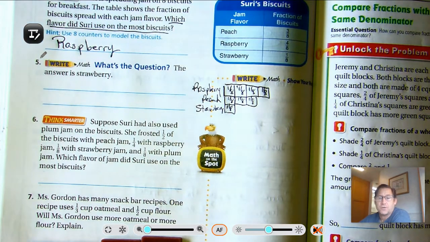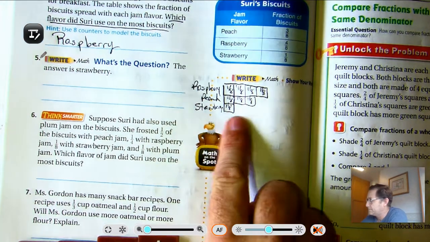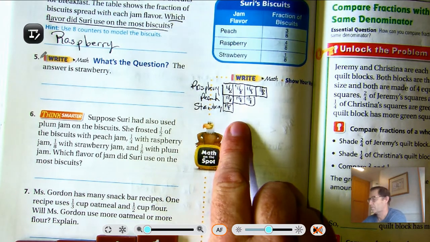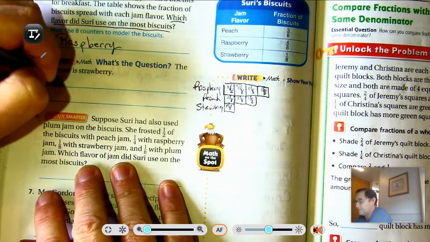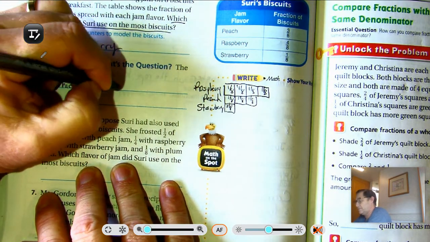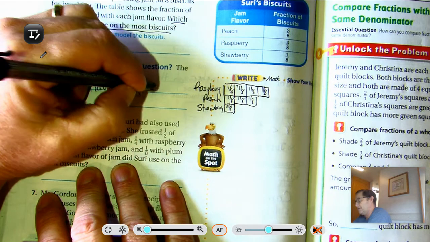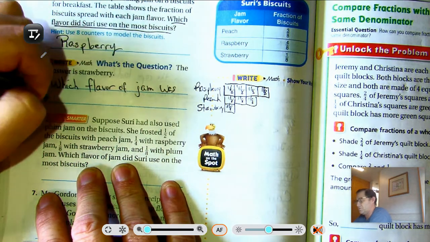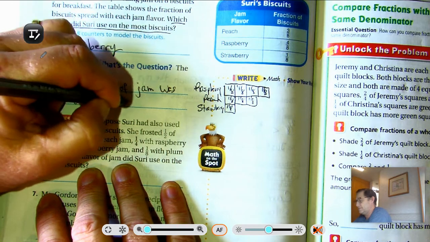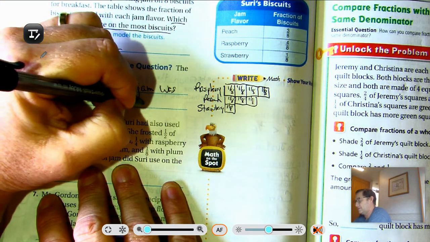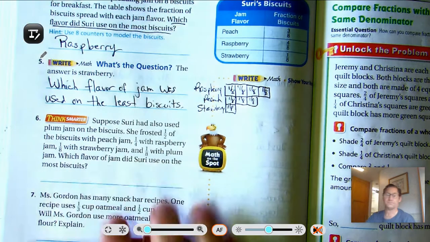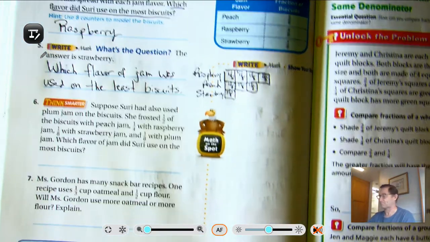The answer is strawberry. Well, let's look at this. Well, it could be a question that strawberry would be the answer to. Which flavor of jam was used on the least number of biscuits? For the least biscuits. Okay, so basically the opposite.